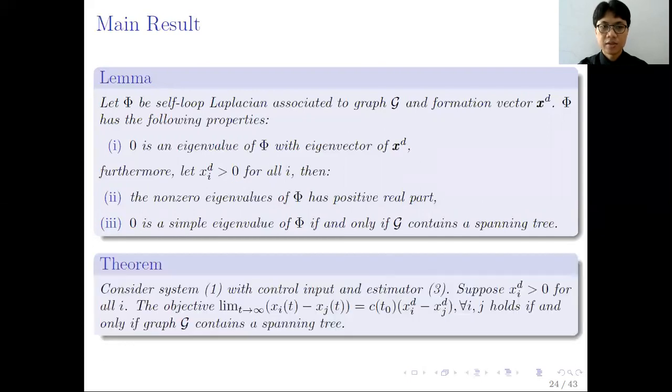And this is the main theorem of this work. If we consider system 1 with the control input and estimator given by equation 3, and we suppose xid is greater than 0 for all i, then the objective of the scalable formation holds if and only if graph G contains a spanning tree.